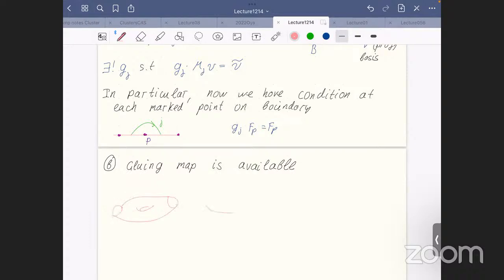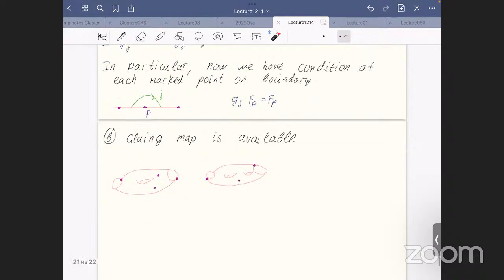Assume that we have two surfaces, here with marked points and probably with some punctures. But what's more important, with marked points on the boundary. And we want to glue them, for example, via these two boundary components. If you do this, you will have a surface now with 3 handles.